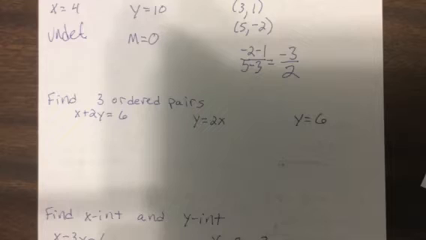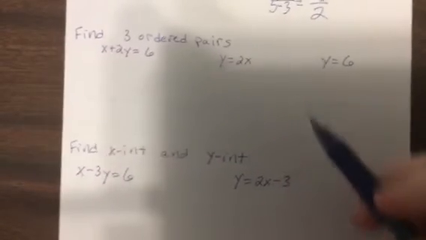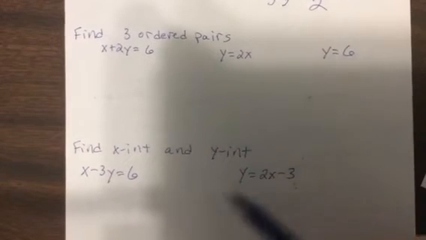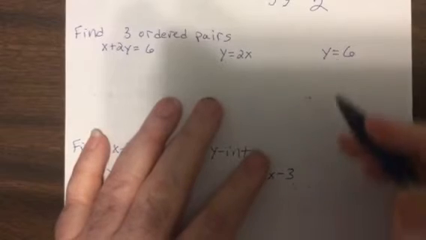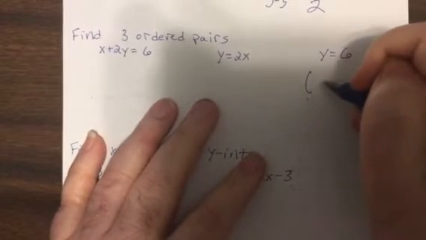Find 3 ordered pairs. Okay, I'm going to start. Oh, sorry. Here are your problems. Do them and then turn me back on. Yes, sorry about that. I got a little excited. I'm going to finish it up.